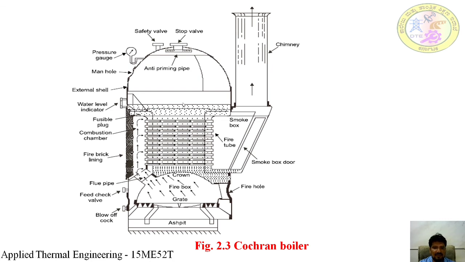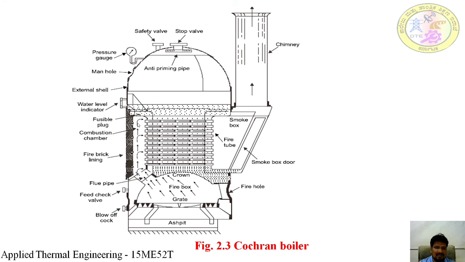Once it is filled, the next step is to start the firing in this firebox with any type of fuel we can use, either wood or coal. Here we fire on this grate. Once the firing has started, a flue pipe is connected to this firebox, and the flue gases pass through this combustion chamber.